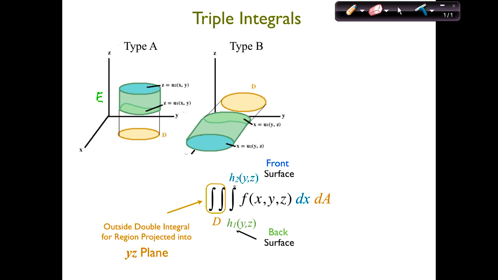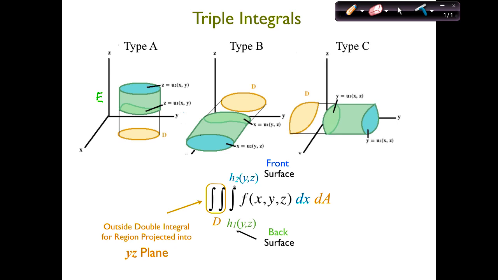So our type B, we're going to go inside integral back to front. That's our x variable. Then we're going to project into the YZ plane, the plane of the screen. And then we're going to do a double integral for that region D there in the YZ plane. Make sense?